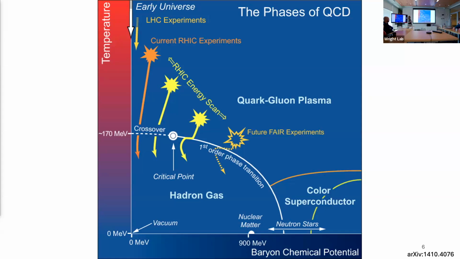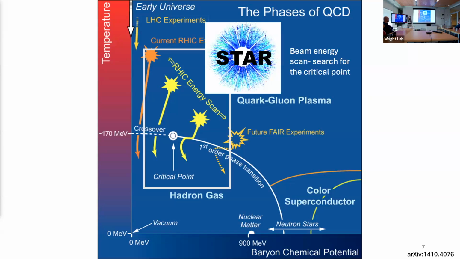And so there's a lot of interesting things that you can do from the LHC and also RHIC experiments. And since I'm showing the phase diagram to a bunch of people who work on STAR, I have to point out that STAR has done a lot of work on the beam energy scan, which looks for this critical point in the phase transition between the sort of normal hadrons and the QGP.